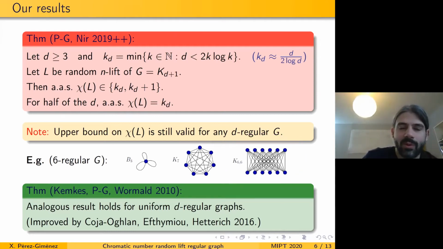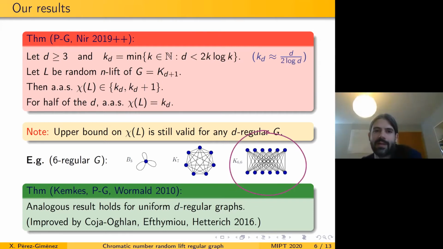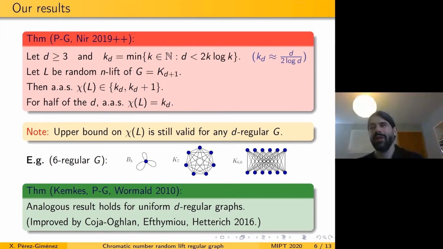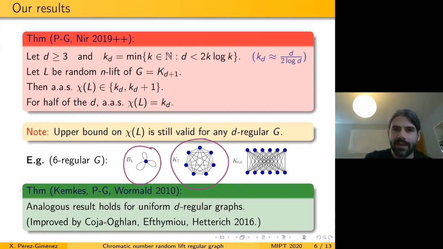However, the lower bound could be very far off in some cases, because in this case, since this is bipartite, the random lift is also bipartite, so this upper bound is far off. But in this case, it's tight, and in this case, it's tight. And what I would like to know, and I thought about that for a while, well, it's been over a year, and I didn't get very far, but I would like to extend the class of regular graphs for which this result is valid.